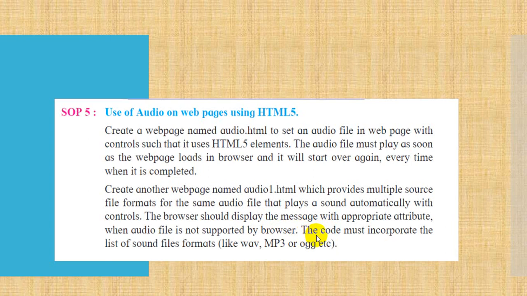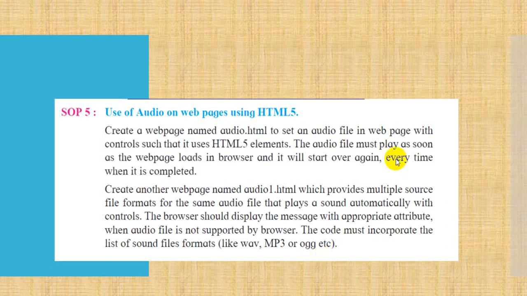After that, the last point: the code must incorporate the list of sound file formats. That means we have to add more than one or two file formats, like WAV, which is Windows audio, then MP3, or we can add an OGG file. We can add any number of file formats, but the file will be the same. The only difference is that we insert different file types.